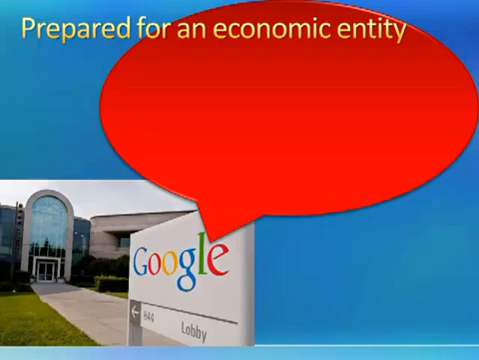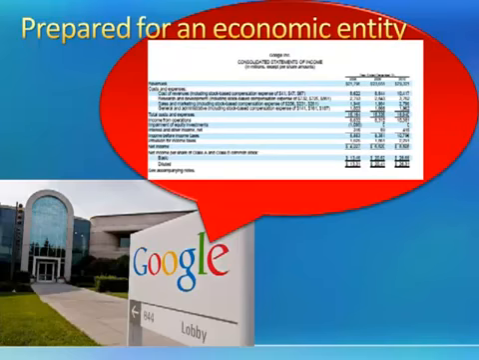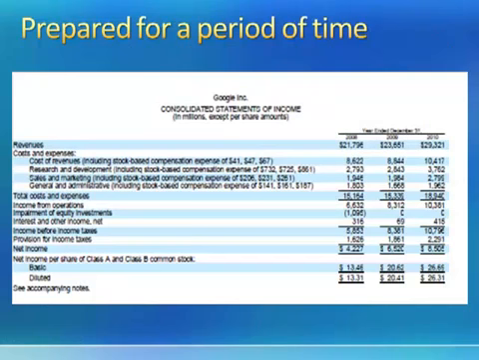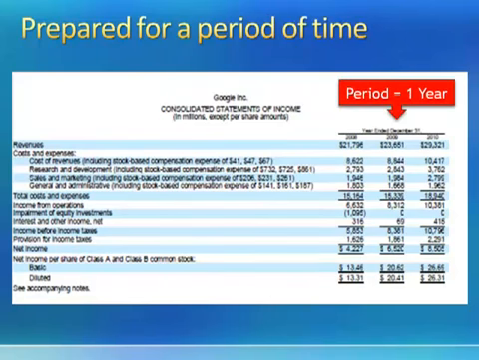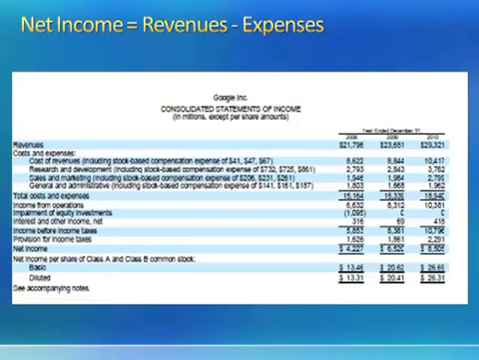Here we have Google, an economic entity that has something to say. Accounting is the language of business, so accounting helps Google communicate its income for the period. In this case, Google is preparing an income statement for a one-year period and actually presents three different one-year period results. We see that revenues, expenses, and net income are reported on the income statement.